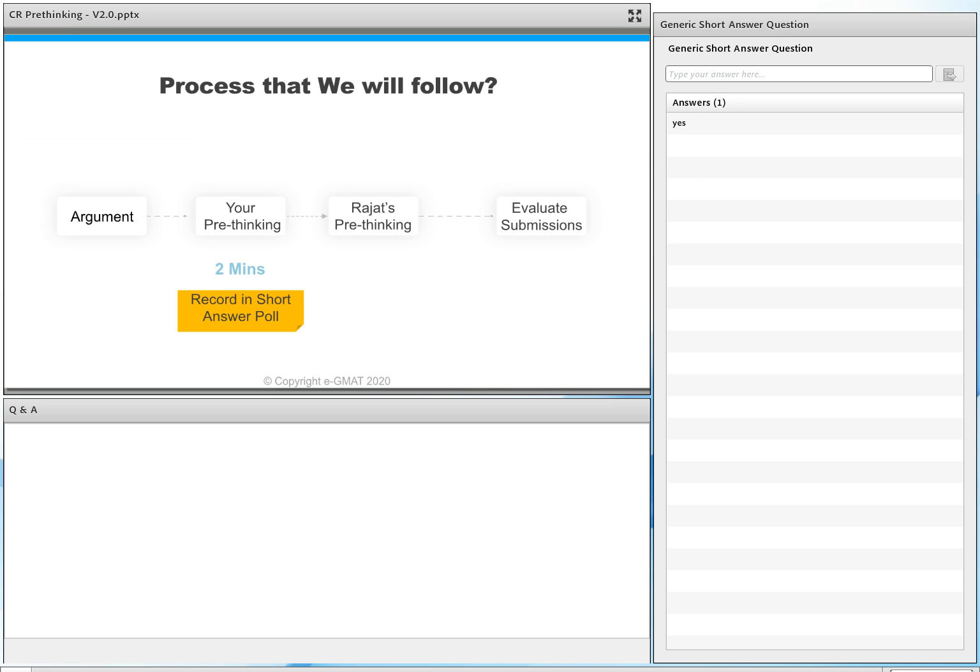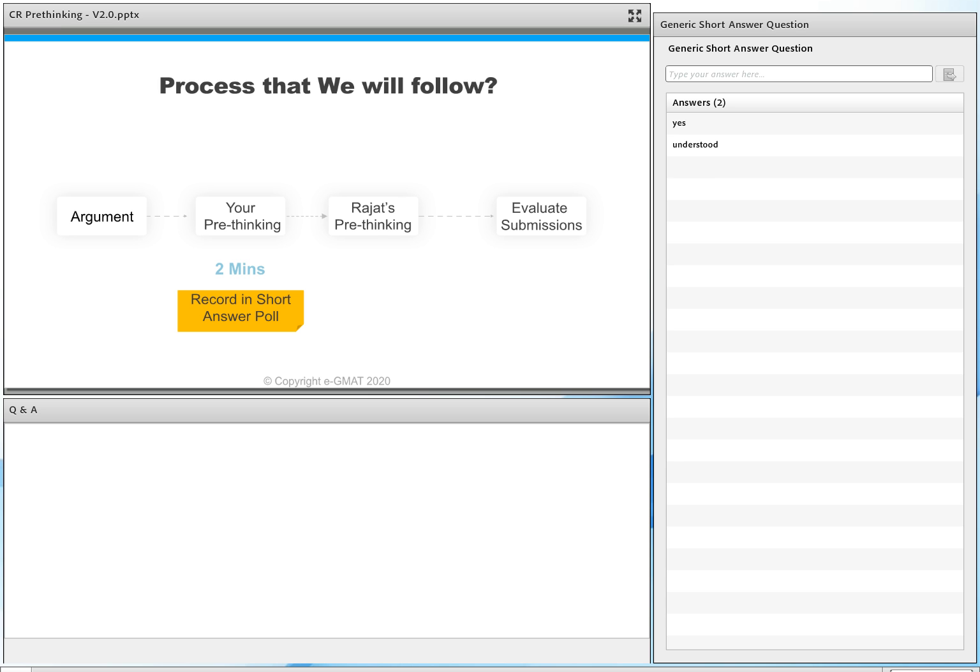So with that, let's do a pre-thinking exercise. Here's what we're going to do. I'm going to give you a more sophisticated argument. You're going to read that argument and put in your pre-thinking. You will not get any answer choices. This is what we call a purist approach. You get the argument, you put in your pre-thinking.